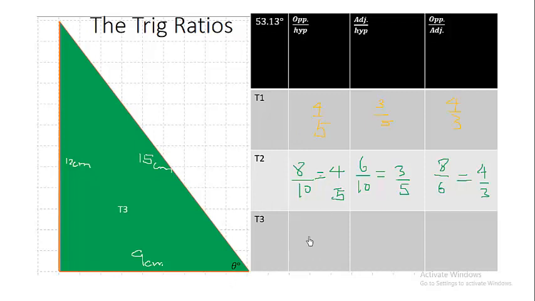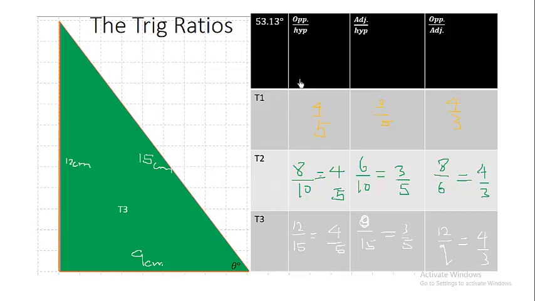Now we take the ratio again, opposite over hypotenuse. So this is the angle, the opposite is 12 centimeters over the hypotenuse, which is 15, and this will still simplify to 4 over 5. Then also adjacent is 9 over the hypotenuse 15, and this will simplify to 3 over 5. Then we have 12 over 9, and this will simplify to 4 over 3.